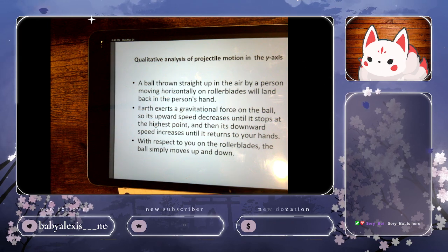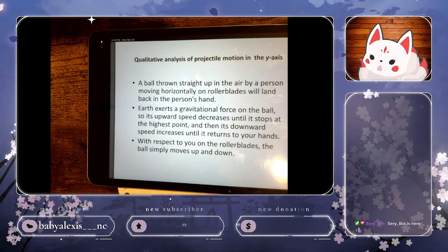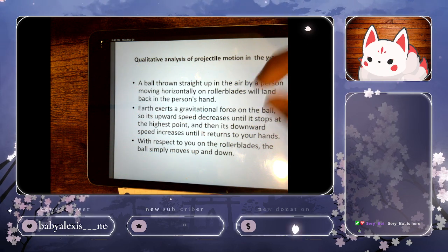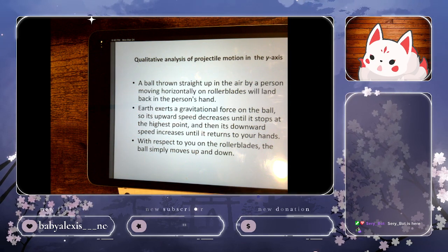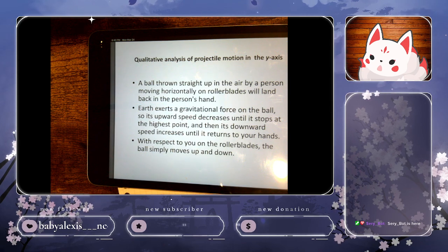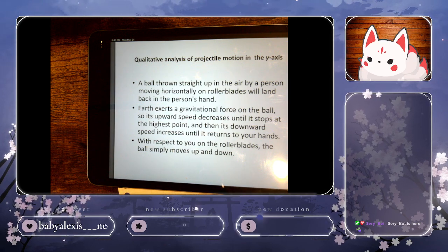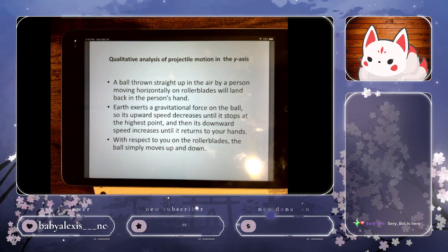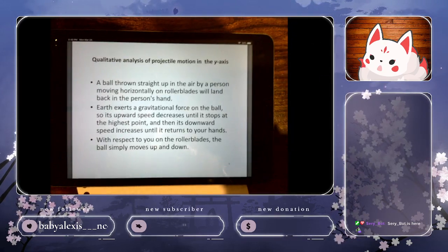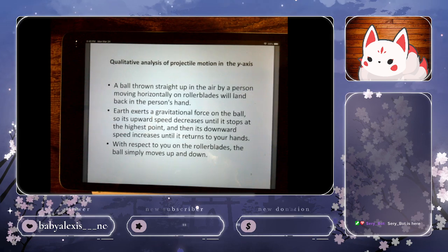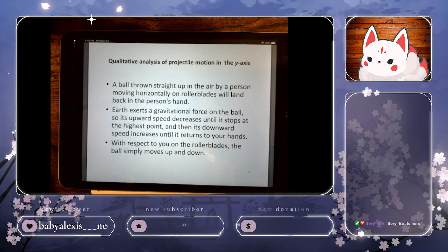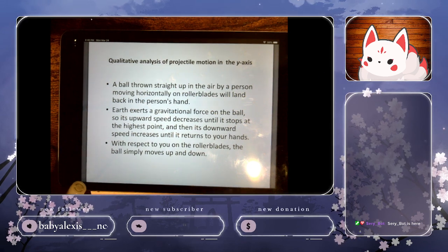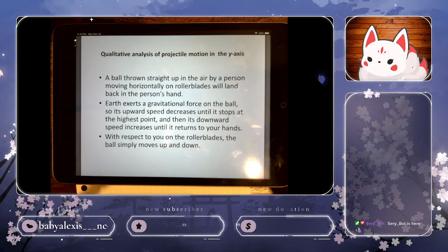Qualitative analysis of projectile motion in the Y. A ball thrown straight up in the air by a person moving horizontally on rollerblades. Obviously a lot of basic engineering or physics problems don't include stuff like wind, for the sake of learning.